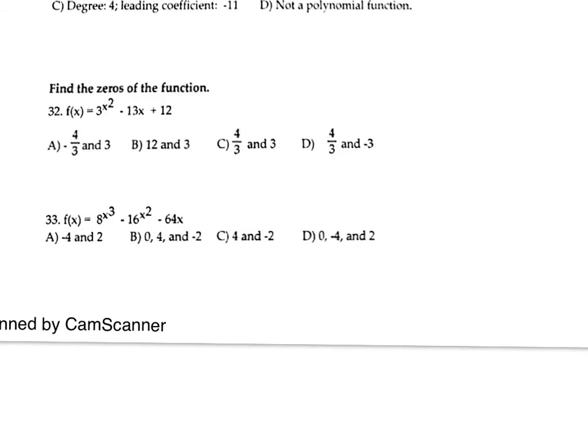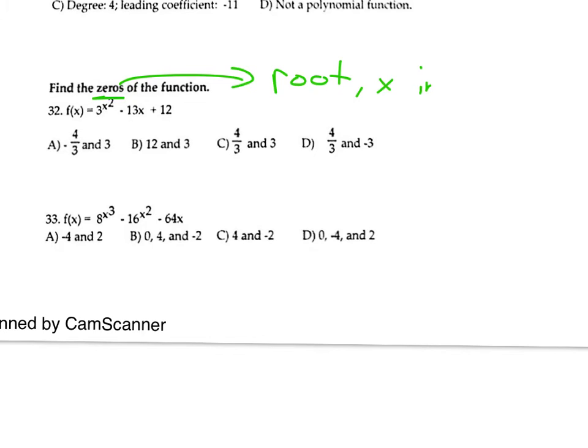Very similar for 31, 32, and 33. If you remember, a 0 is the same thing as a root or an x-intercept. So if you graph these and look for your roots or your x-intercepts, that will give you an answer.